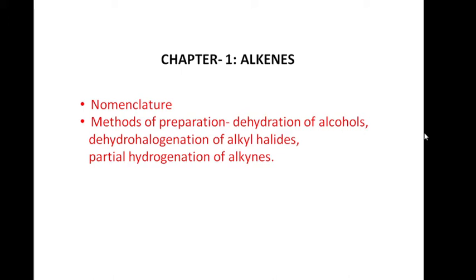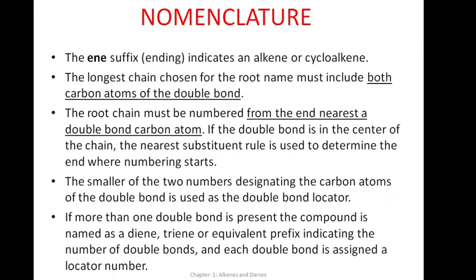Okay, so this unit is, as in the previous semester, very easy. We shall begin with the first chapter, that is alkenes. In this session, session 1 of the chapter alkenes, we shall be dealing with nomenclature and methods of preparation. You have three methods of preparation. So now let us look into nomenclature of alkenes.